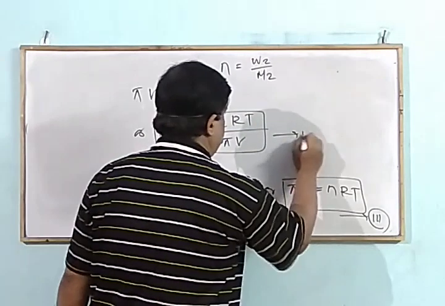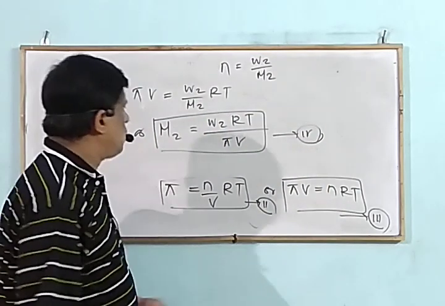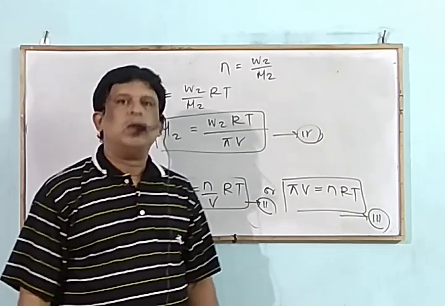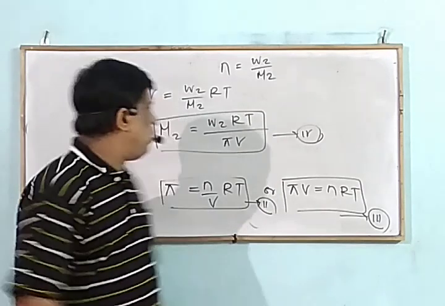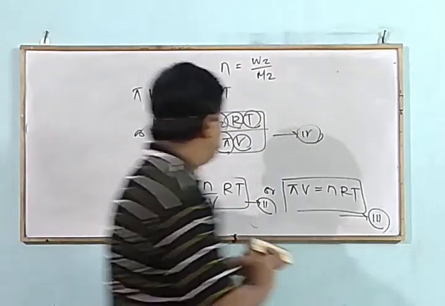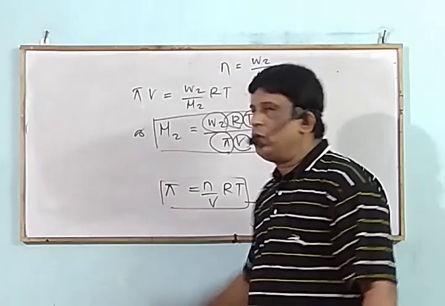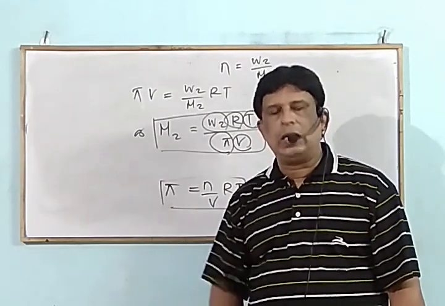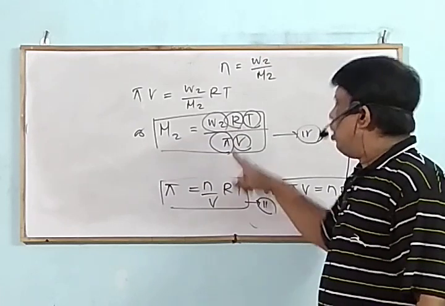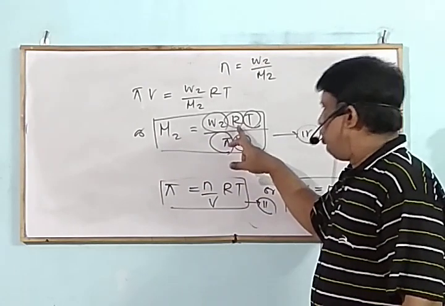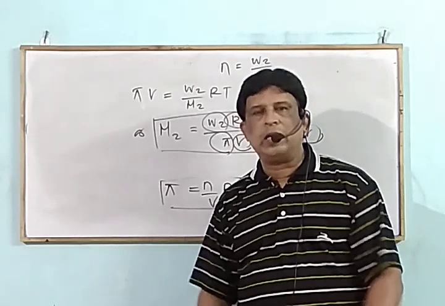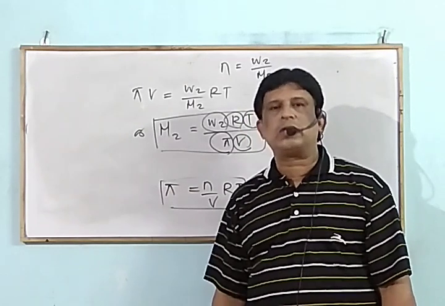Equation 4. So it is the required expression for calculating the molecular mass of a non-volatile solute from the osmotic pressure data. If osmotic pressure is given, volume is given, the universal gas constant is given, the temperature is given, and the weight of solute is given, then one is able to calculate the molecular mass of the non-volatile solute.